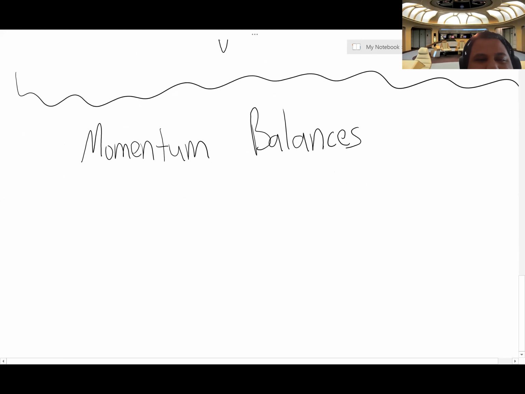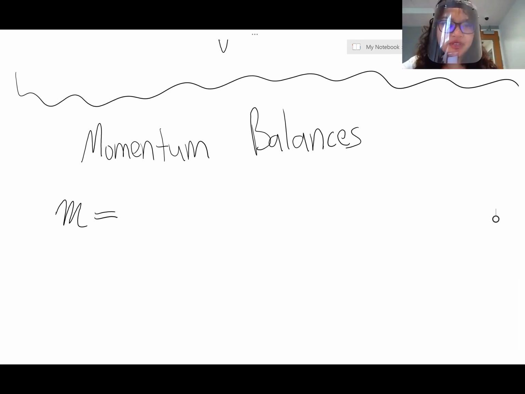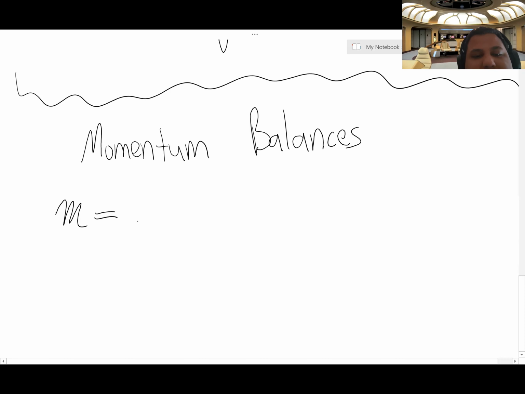So if we recall from physics, momentum, which I try to designate as fancy M, how do we typically calculate the momentum of a system? M times V. So the mass of any sort of system or object times its velocity, which for this class I designate U, 9 times out of 10, right? So it's just a mass times velocity.